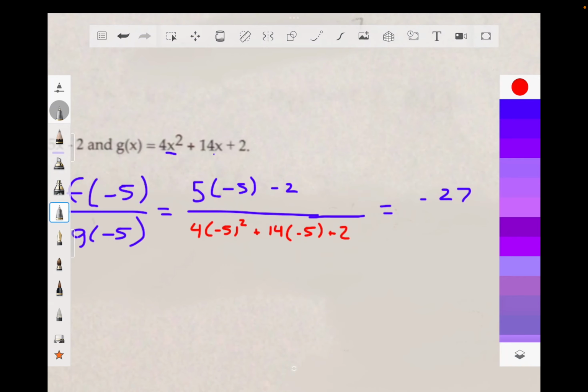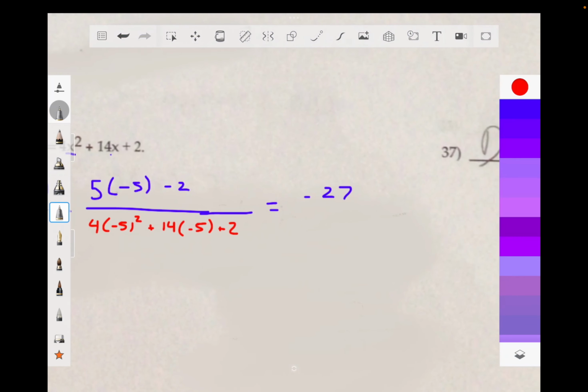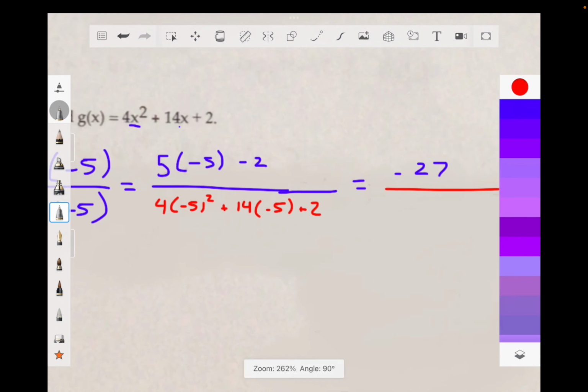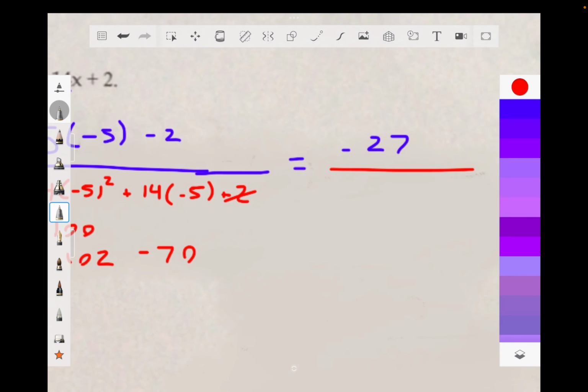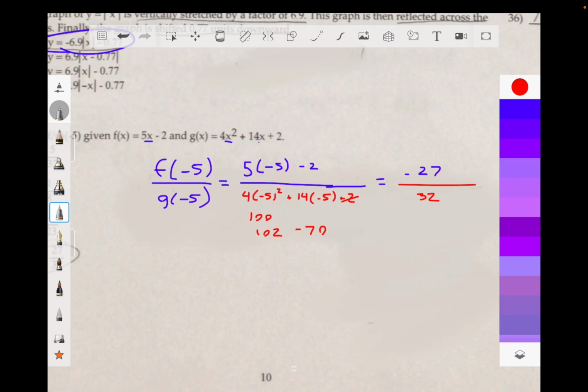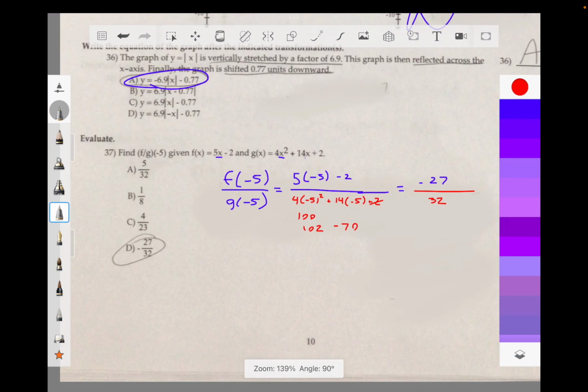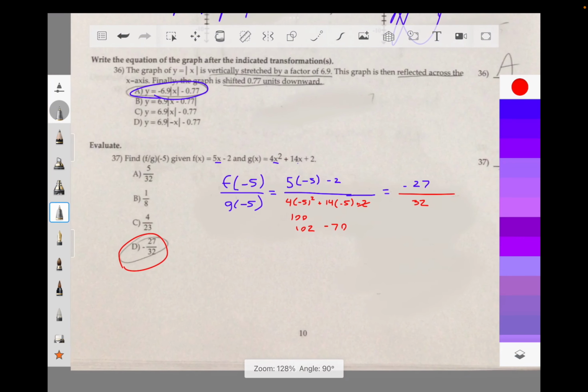-5 times -5 is 25. 4 times 25 is 100. It's going to be 102 because of this 2. And then 14 times 5 is 70. 14 times -5 is -70. So this is going to be 32. And then, I mean, that's it. -27 over 32.